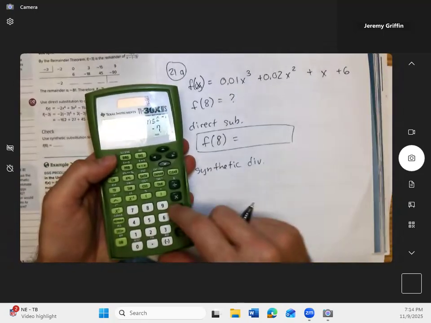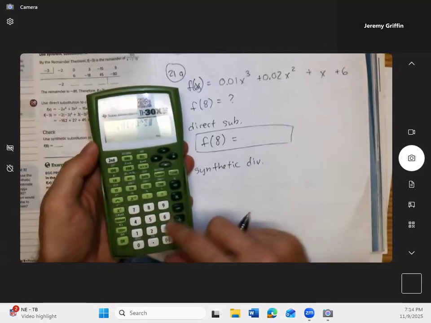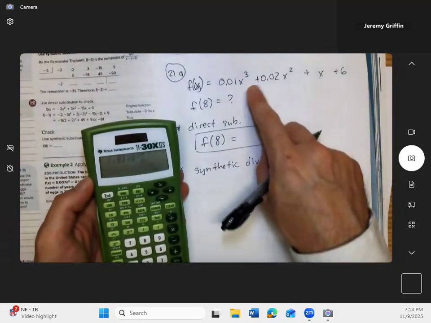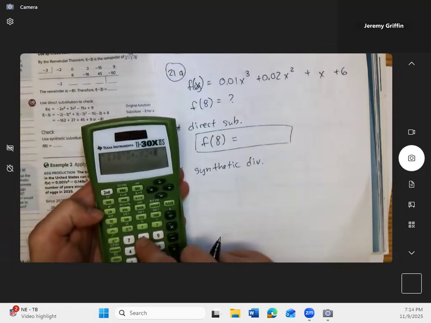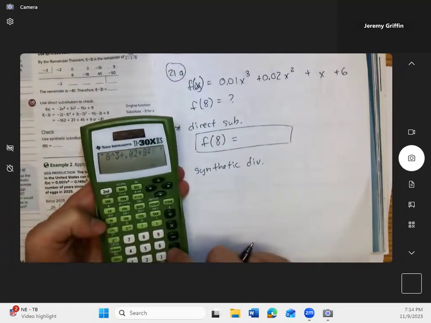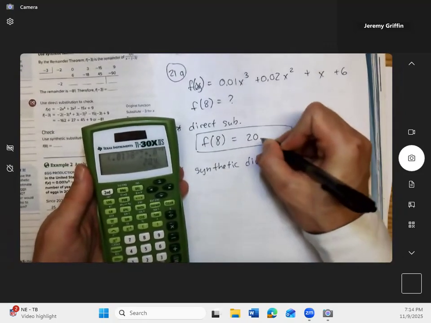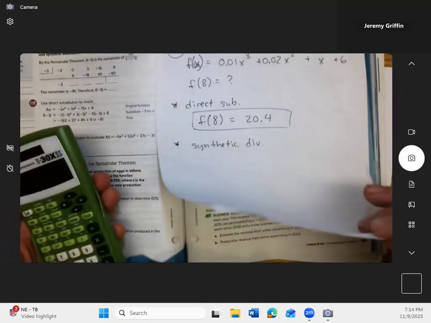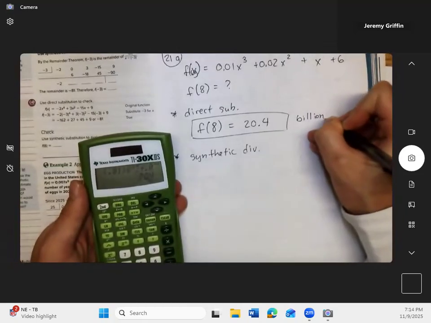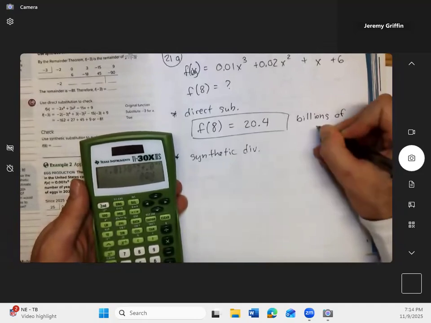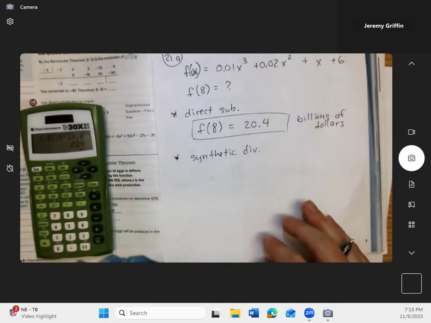So I've got 0.01 times 8 to the power of 3 plus 0.02 times 8 squared plus 8 plus 6. This is telling me 20.4. Was that billions of dollars? Yeah, billions of dollars. Right, so the number is 20.4.